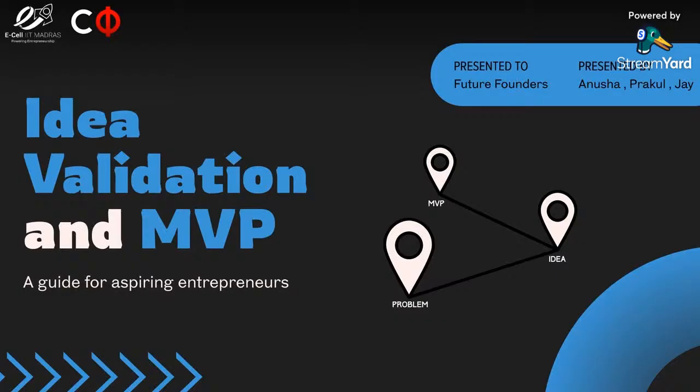Welcome to the session on idea validation and MVP. Today, we'll learn how to convert your ideas into real products that people actually want. So, we'll be covering two topics: idea validation, which is how to check if your idea solves a real problem and if people will use it, and MVP, how to build a simple first version of your idea to test it quickly.